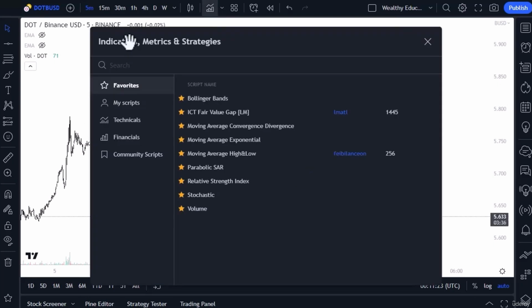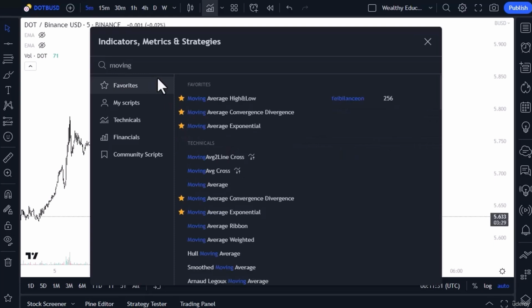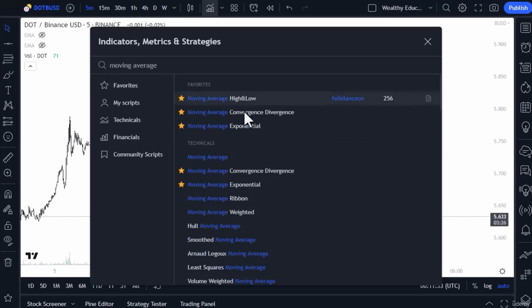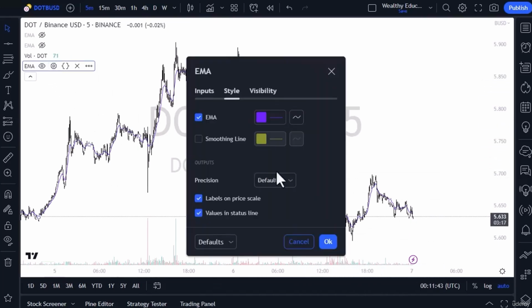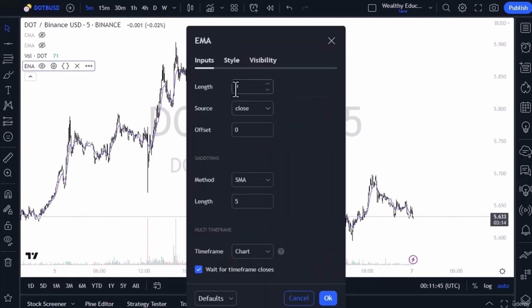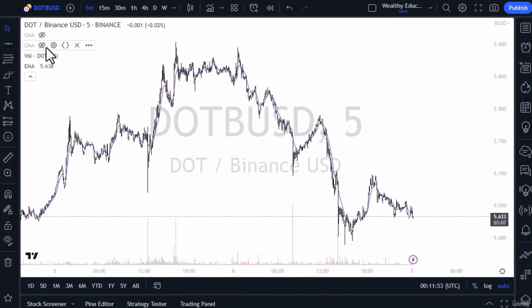So let's click on indicators and moving average exponential. I already have it saved. You can just type in moving average and you can see there's a million different things that you can do, but moving average exponential. You click on that and a line appears. And this is an average of the last 9 candlesticks. 9 is a common one. So we'll click OK.